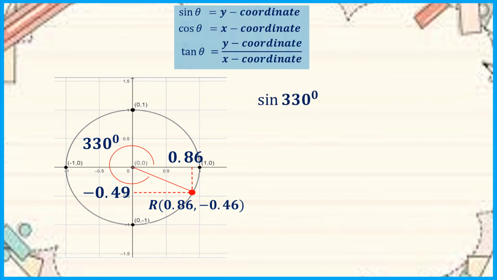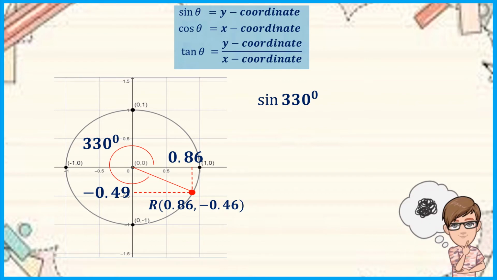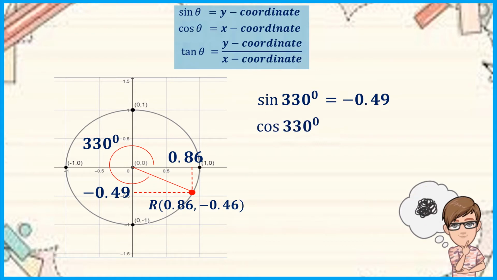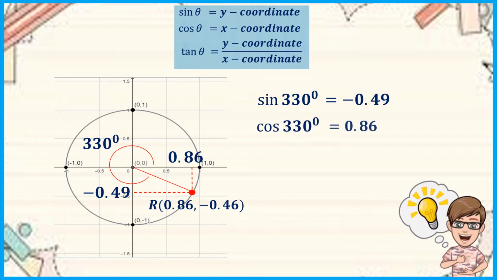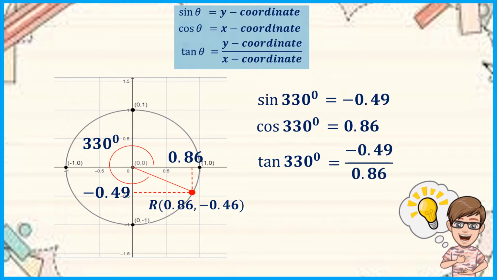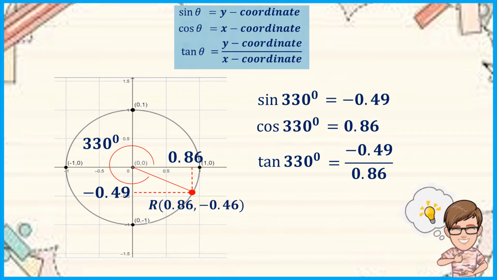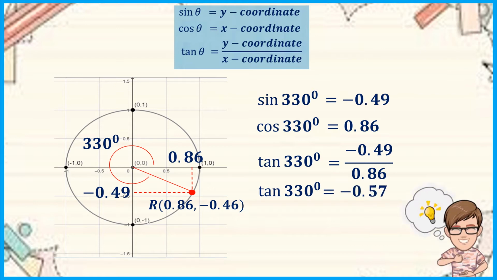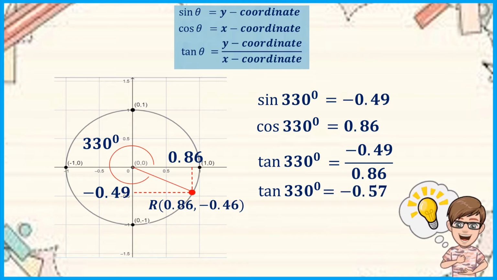So how do we find sine 330 degrees? Correct, it is your y coordinate, which is equal to negative 0.49. And how about cosine 330 degrees? Correct, it is equal to 0.86. How about tangent 330 degrees? Correct, it is the ratio of negative 0.49 over 0.86, which is equal to what? Correct, so tangent 330 degrees is equal to negative 0.57.